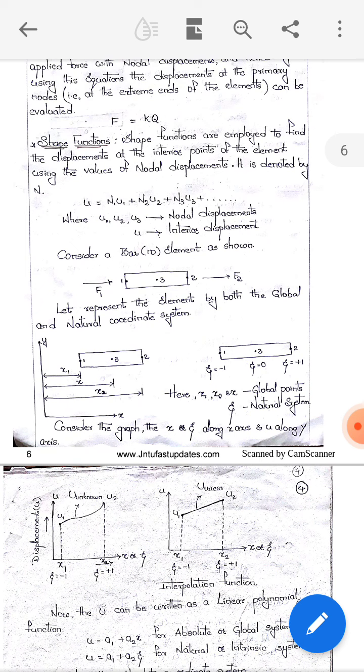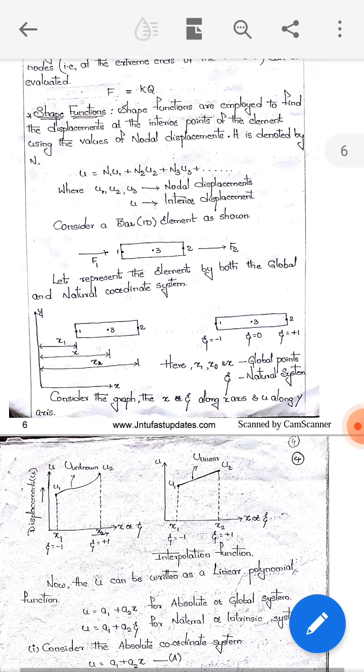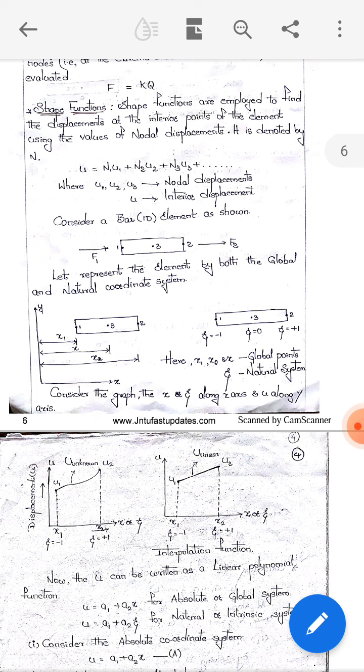Now, every displaced node is u1, u2, u3, local displacements with shape functions, represented as global displacement u, as u is equals to N1 u1 plus N2 u2, and so forth.